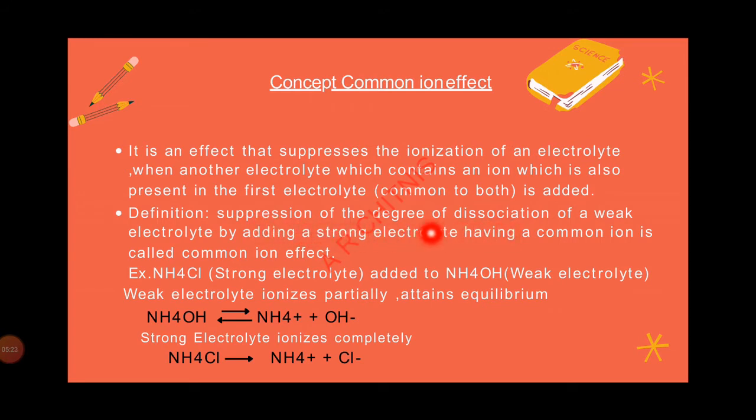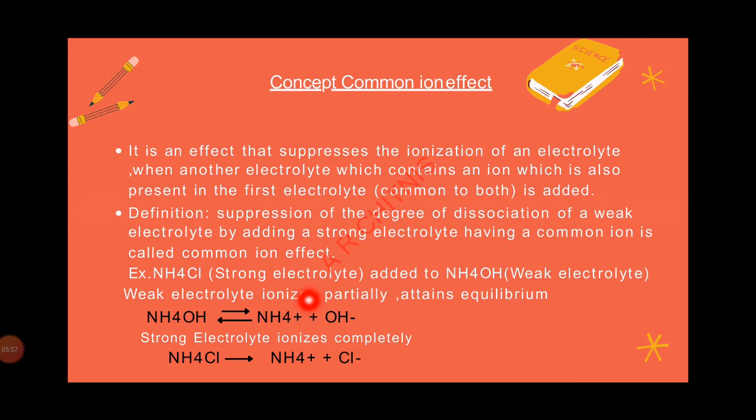So the definition: it is the suppression of the degree of dissociation of a weak electrolyte by adding a strong electrolyte having a common ion, and this is called the common ion effect. So NH4Cl is a strong electrolyte. It is going to dissociate completely into NH4 plus and Cl minus, and NH4OH is a weak electrolyte.